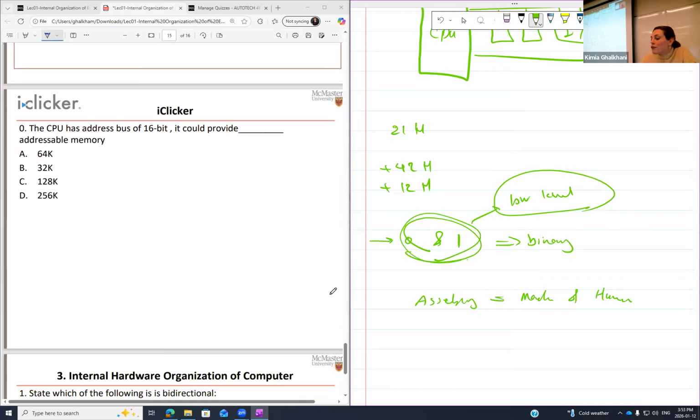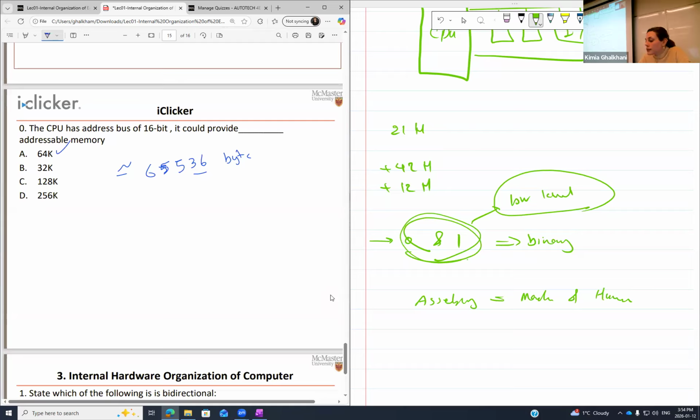64. In fact, it's not exactly 64. If you calculate it, it should be exact. It's something around 65. If you want it very exact, it's 65,536 bytes, if I'm not wrong. But we have to round it. We do not have a 65K, therefore the closest to 65 is 64.